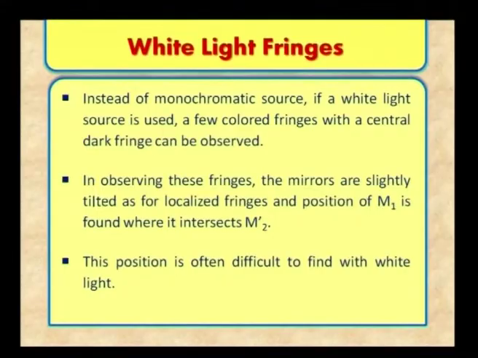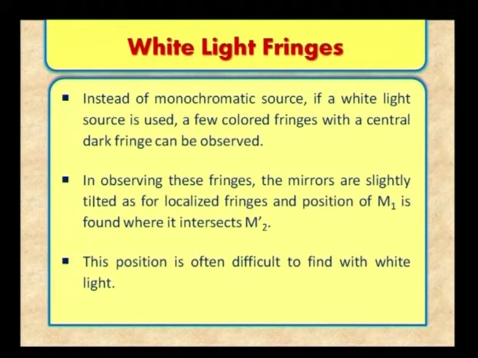White light fringes. Now, so far we have been talking about the formation of circular and air wedge, the straight line fringes, using a monochromatic light. Instead of using a monochromatic light, if a white light source is used, a few colored fringes with a central dark fringe can be observed. In observing these fringes, the mirrors are slightly tilted as we did for the localized fringes, wherein the position of M1 is found to be intersecting the mirror M2 prime.